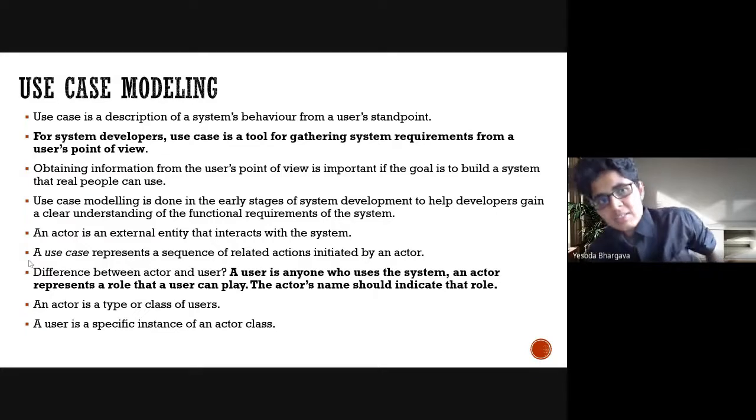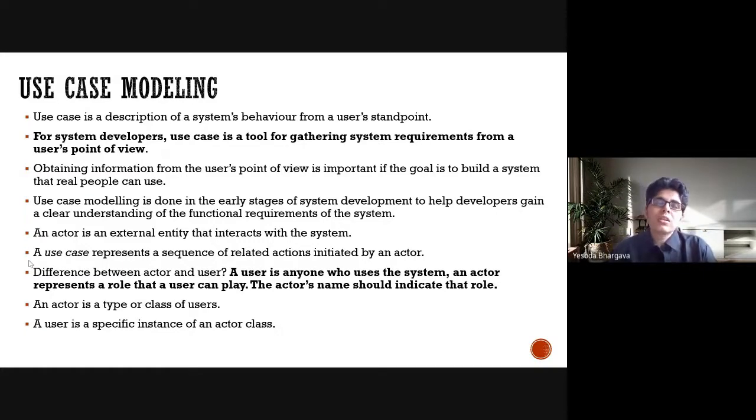Just revising what we have learned about use case modeling: it is a description of a system's behavior from a user standpoint, and it is useful for gathering system requirements from a user's point of view. When we are working on a new project that we have not worked on before, we are introduced to it as newbies, so we gradually develop our understanding step by step. Use case modeling provides the foundation based on which we can go to much more complex design diagrams.